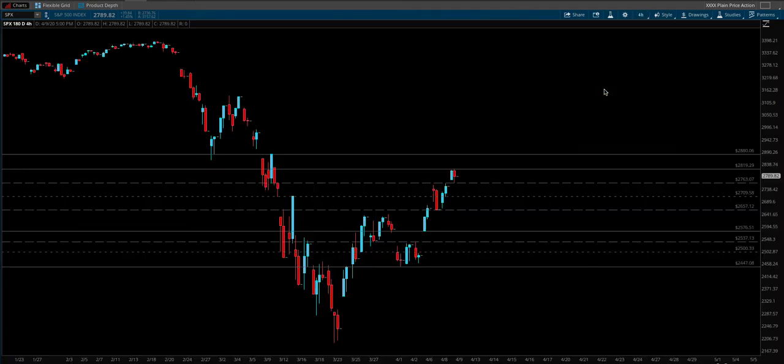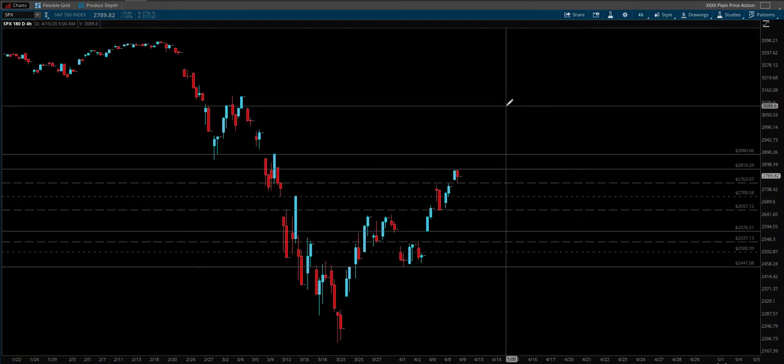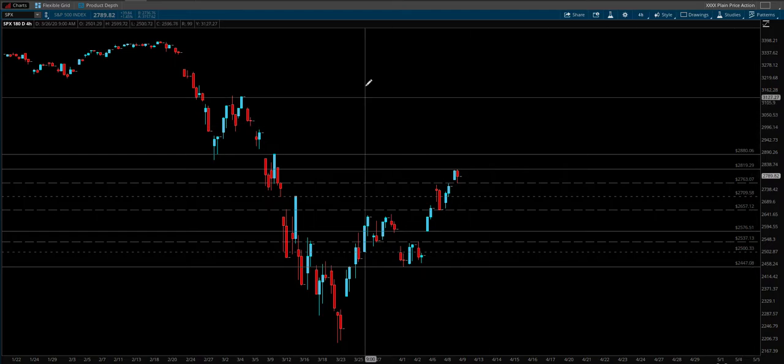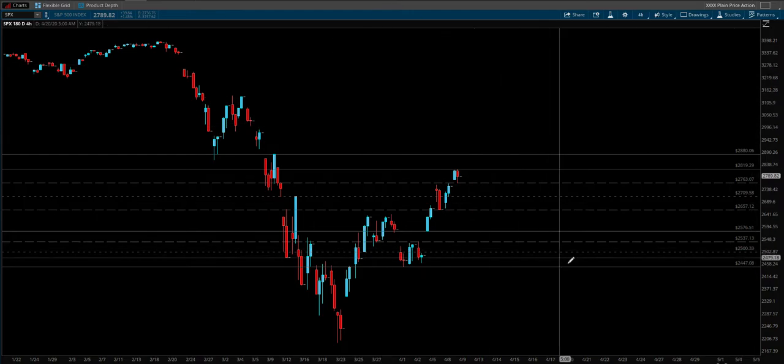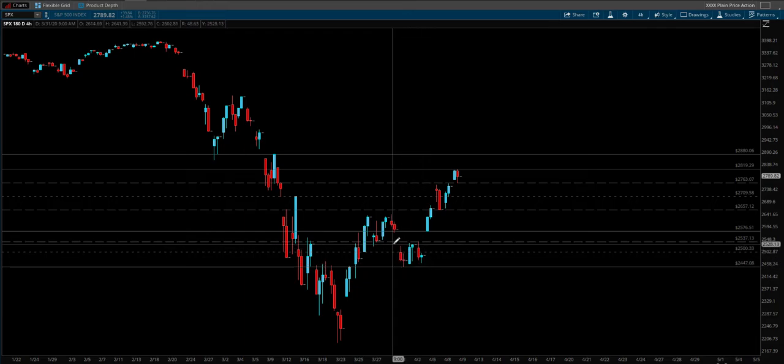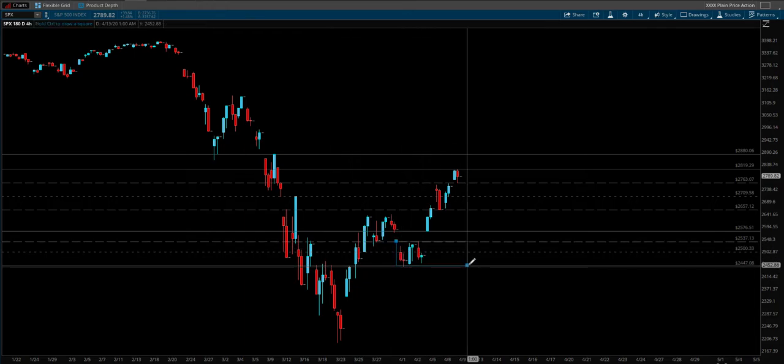let me zoom out here. You can see now that if you wanted to kind of identify the areas better, you get out your rectangular box and you say, okay, well, this was a consolidation zone. You can see that, right? So this whole zone here is support.